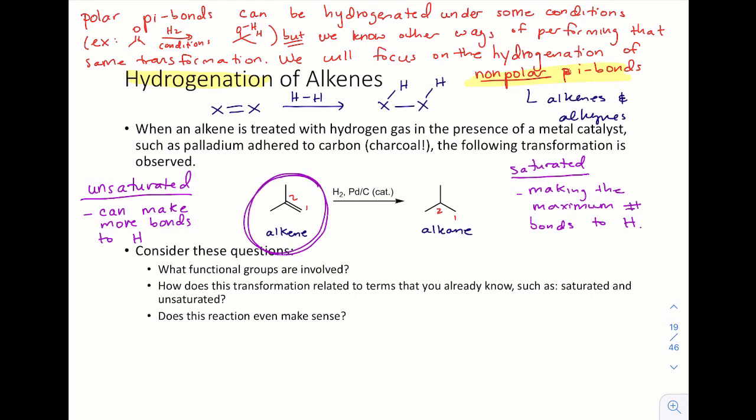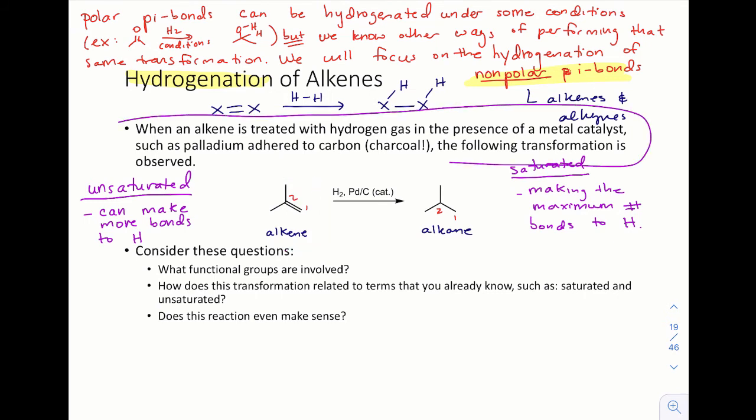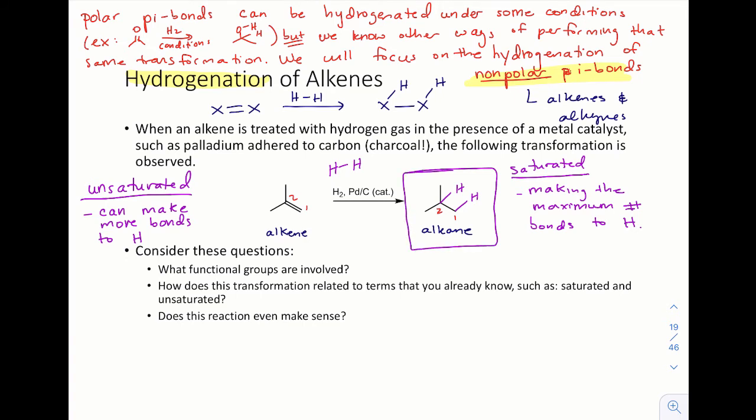Alkenes could be making more bonds to hydrogen because the electrons in the pi bond could be bonding to hydrogen instead. And in fact, when an alkene is treated with hydrogen gas in the presence of a metal catalyst, such as palladium adhered to carbon, aka charcoal, the following transformation is observed. An equivalent of hydrogen adds across the two carbons of the alkene to generate an alkane. Now the carbons in the alkane are making the maximum number of bonds possible to hydrogen. Thus, this alkane is saturated.